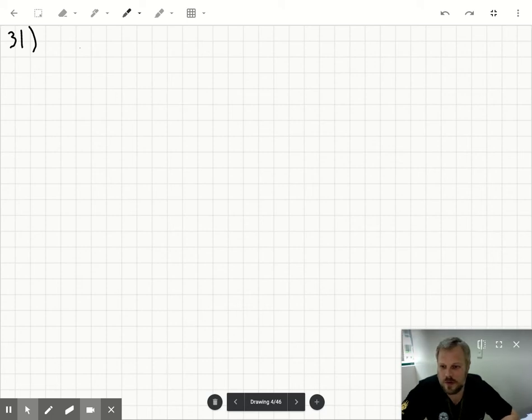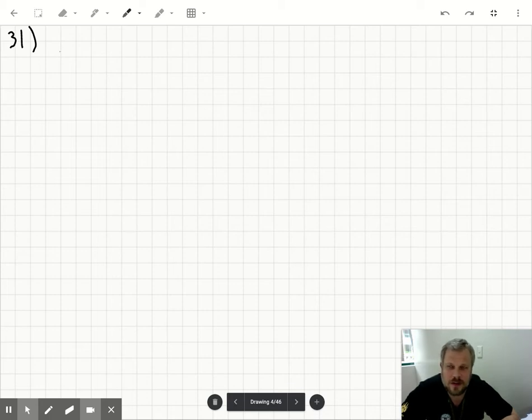All right, so looking at number 31, we have two numbers that differ by 7. So if it's a smaller number, let's say it was 3, the other one would be 10, right? Because the difference is 7. And the sum of their squares is 29. So we need to make a let statement first and then find the number.